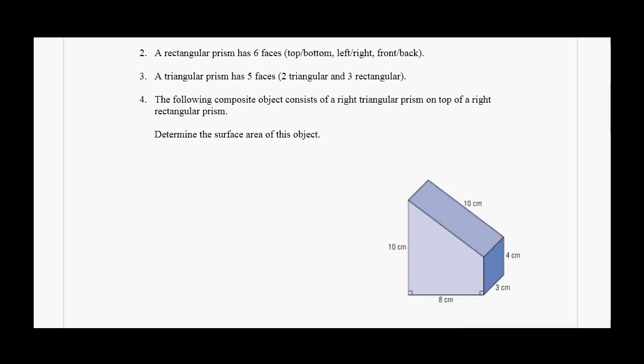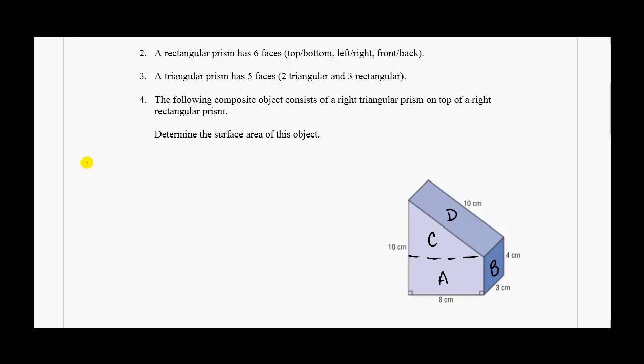Now we have a composite object of a rectangular prism and a triangular prism. And we can show ourselves the bottom half of this composite object is a rectangular prism, and the top half is a triangular prism. I'm going to label some of the faces. Let's call this face A, B, C, and D.